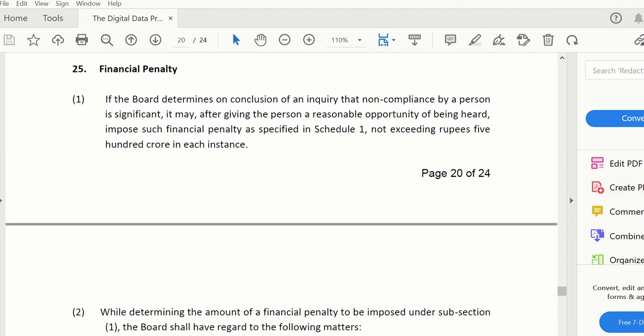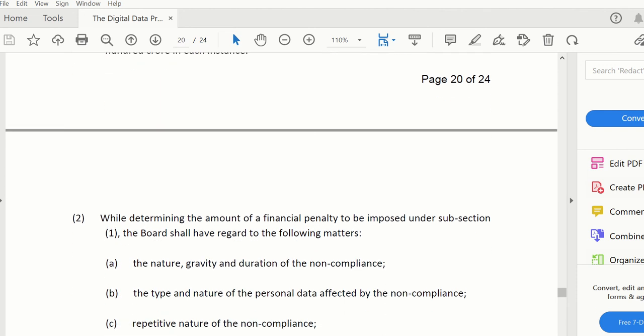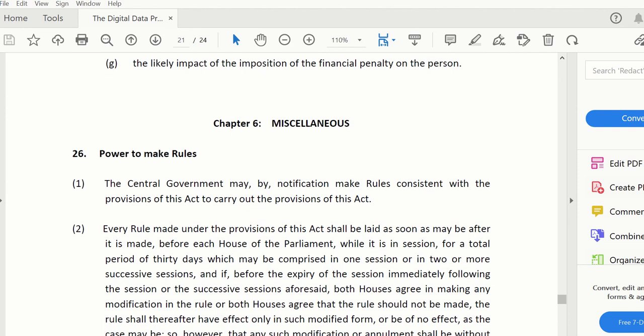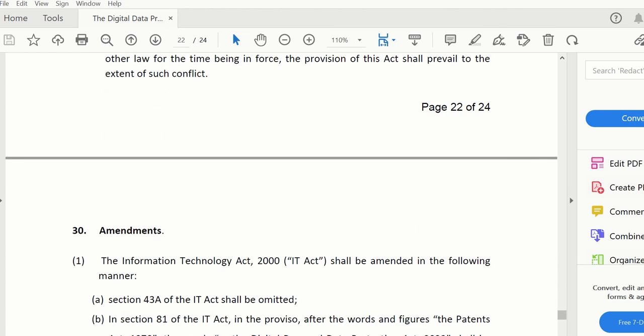So there is also a financial penalty. This is very important. The board determines, at the conclusion of an inquiry, that non-compliance by a person is significant. It may, after giving the person a reasonable opportunity of being heard, impose such financial penalty as prescribed in Schedule 1, not exceeding rupees 500 crore in each instance. The penalty should not exceed 500 crore Indian rupees, but they have given the penalty clauses in Schedule 1. So there are a huge number of penalties.